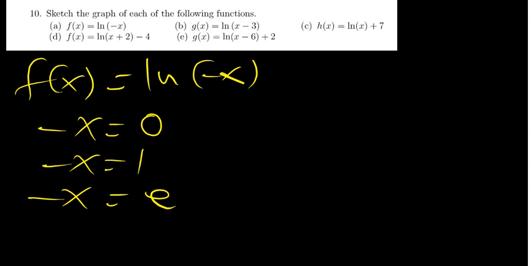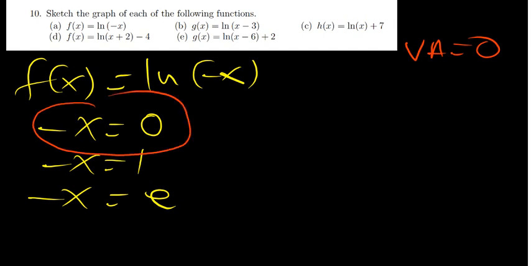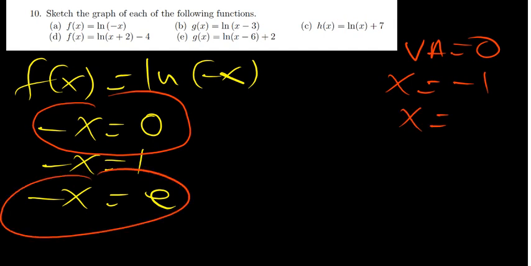So first, I'm going to say my vertical asymptote is 0, because this is my vertical asymptote. Next, I have to get that other one. So x will be equal to, I'm solving this, I'm going to divide both sides by negative, I'm going to get negative 1. Next, I'm going to have x. If I divide this by negative, it's going to be negative e.